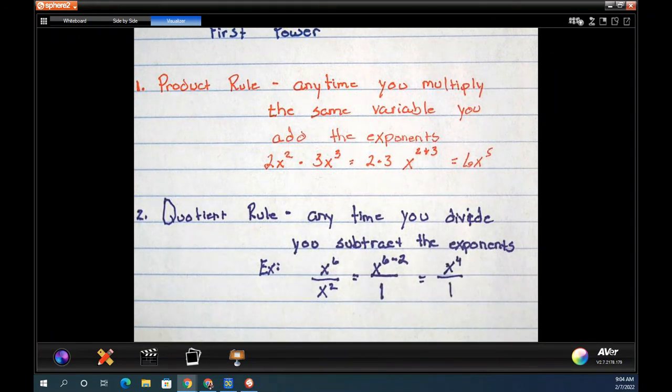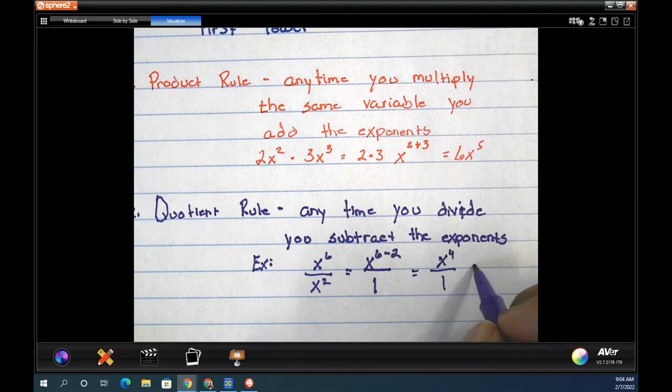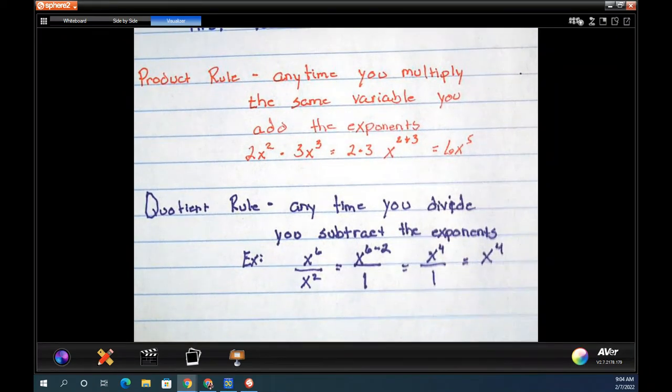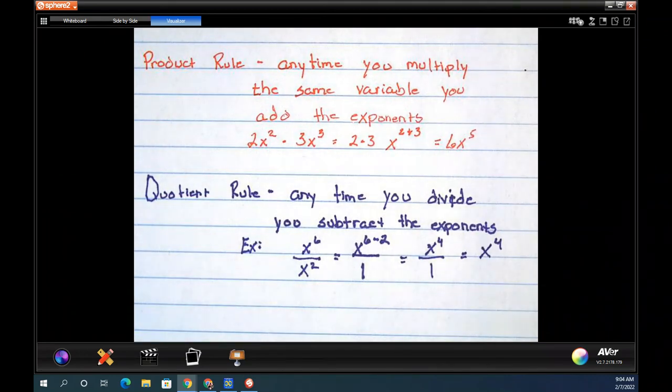Now here's the deal. Anything over 1 is just itself. So the answer you would write is x to the 4th. Writing the over 1, and get more math, we'll mark it wrong. Honors found out about all that a while back.